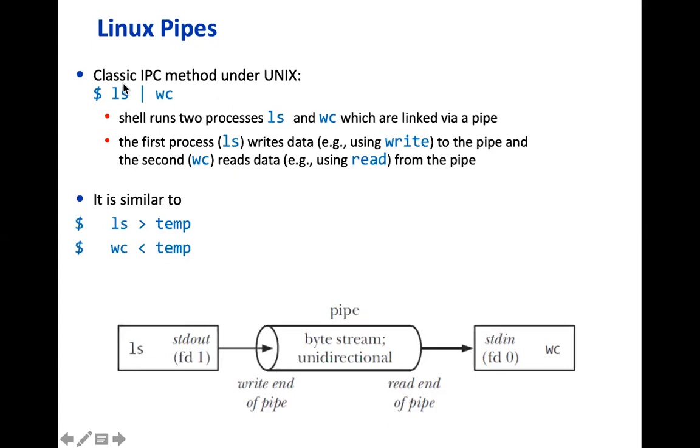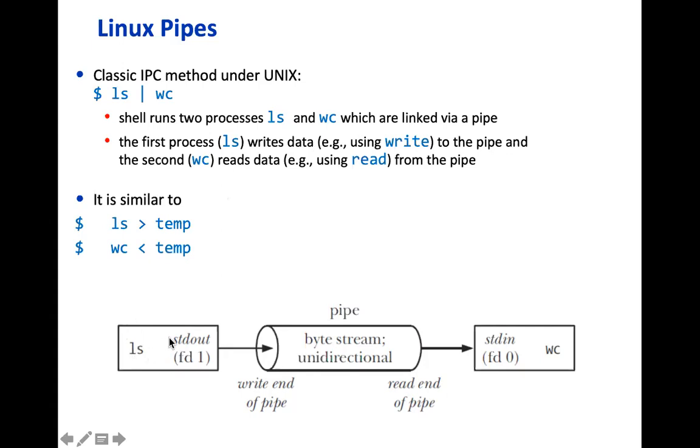So the output of ls, which is the list of files in the directory. When you type ls, you see the output on your screen. Now that output, instead of going to the screen, goes to another process, wc, which takes that input from ls and then gives it to standard output. So it's something like this.